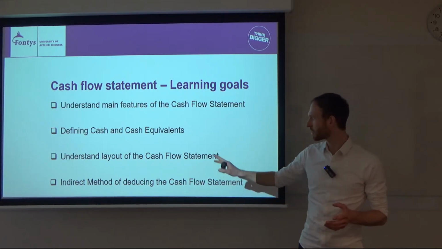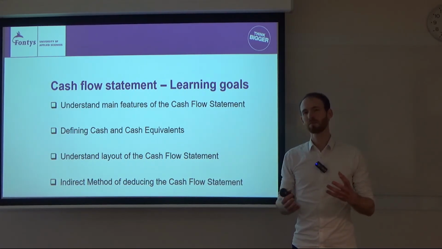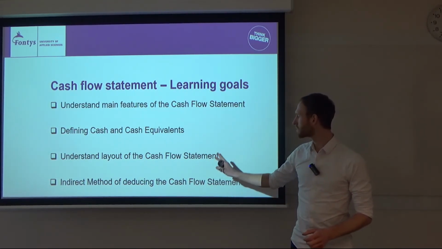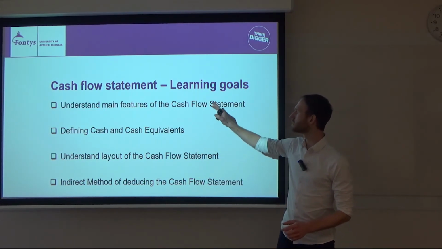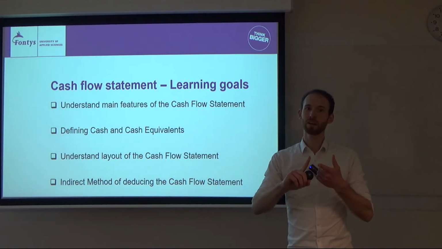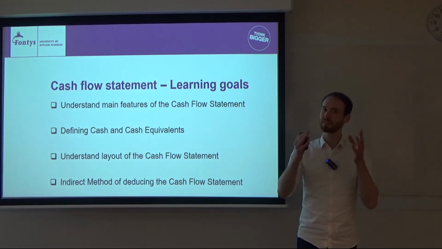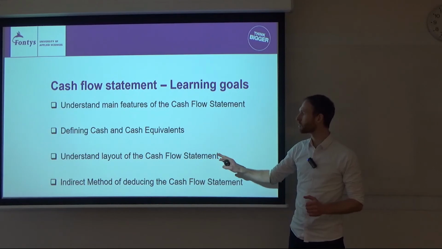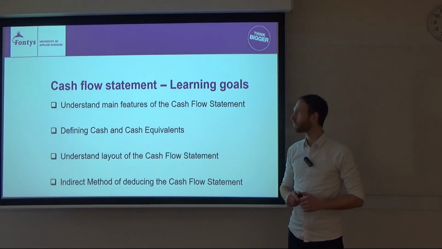The indirect method is used more, is sometimes a little bit more difficult, but we still have a look at this. And with these four learning goals together, we understand what a cash flow statement is, what it is composed of, and how we can set it up. So this is basically what we do, and then we can get started with the first thing, the main features of the cash flow statement.